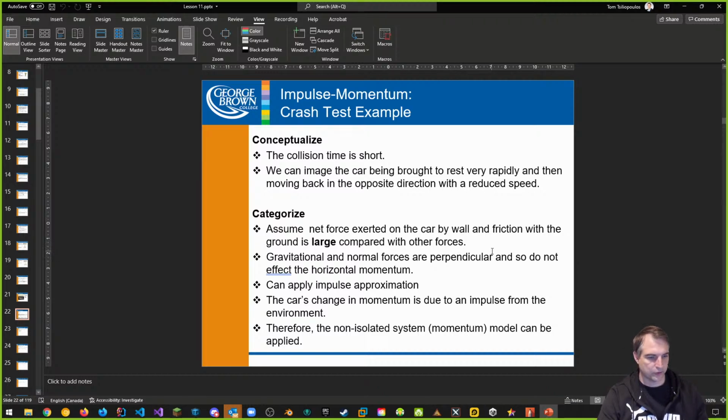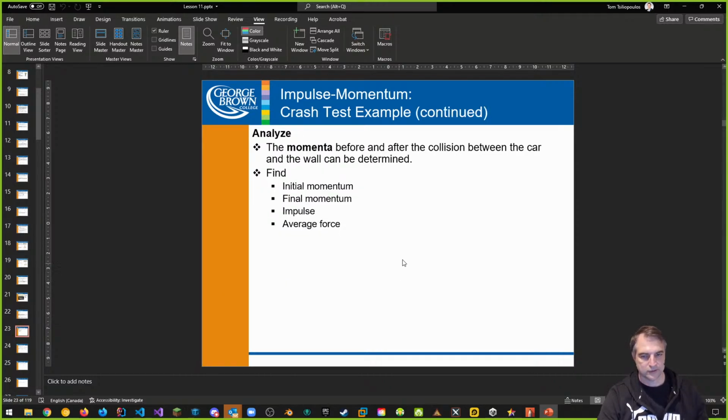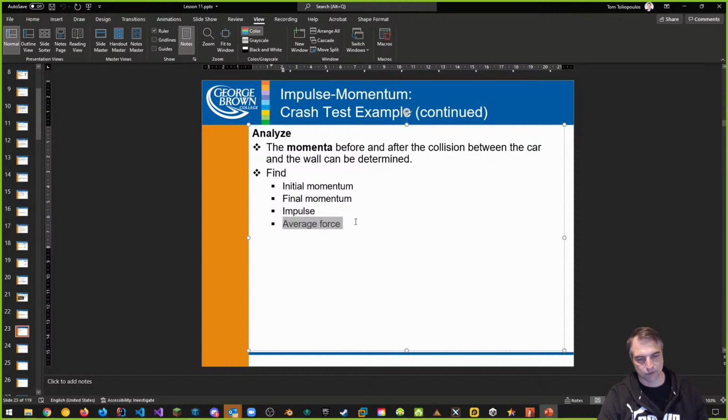Gravitational and normal forces are perpendicular, so they do not affect the horizontal momentum. And we can apply the impulse approximation in this case to figure out the total energy. The car's change in momentum is due to an impulse from the environment. Therefore, the non-isolated system momentum model can be applied. The momentum before and after the collision between the car and the wall can be determined. We need to find the initial momentum, the final momentum, the impulse, and the average force, and once we get the average force, we can figure out how much force is coming back at us.